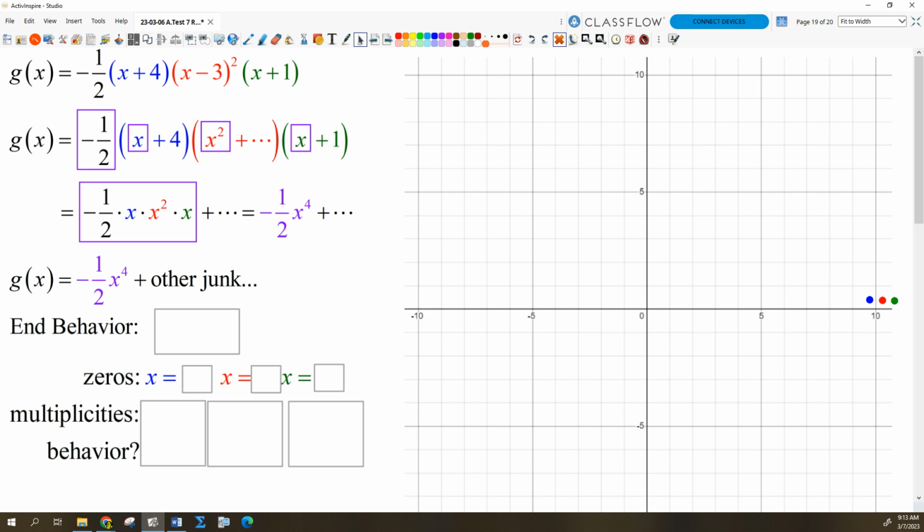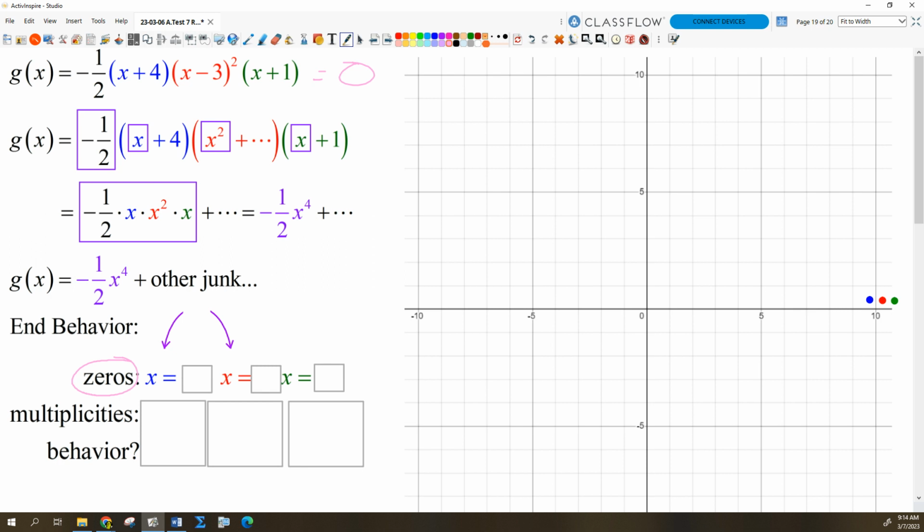How would you describe that end behavior? Yeah, that's negative even, isn't it? So we're doing this, right? So there's my end behavior. Okay, now what about the zeros? I have to know when the whole thing is equal to 0. When does g of x, or when does y, equal 0?